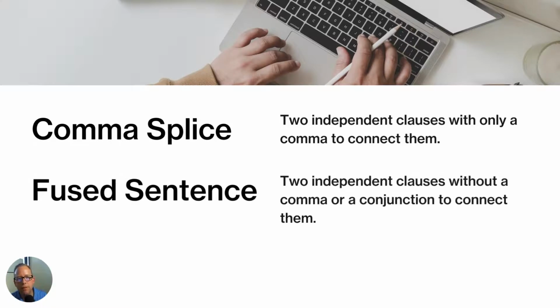Okay, so let's start with the definition. Comma splice: when you have two independent clauses, meaning a group of words that have a subject and a predicate and are complete by themselves, right? That's an independent clause. Let's say you have two of them and all you did was stick a comma in between them. That is an error that we call a comma splice. It's not the correct way to connect them. A fused sentence looks exactly the same except there's no comma. They're two independent clauses and there's nothing connecting them. Basically, they could be complete sentences with no period, right? So that's what these issues are.